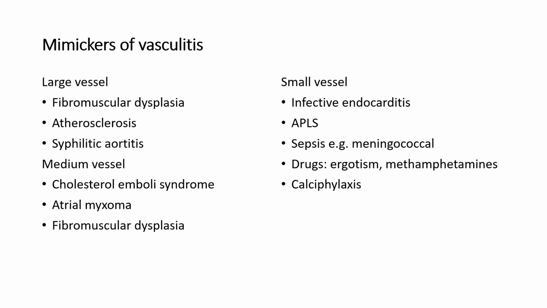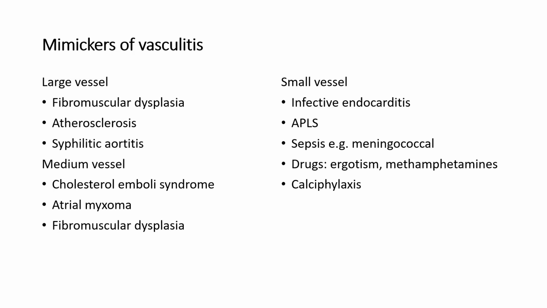Another part of vasculitis that is very important that we need to make note of is to identify mimickers of vasculitis. These are conditions that can present clinically and even in lab investigations like vasculitis, but we need to recognize them because the treatment will be different and we cannot treat them the same way as the vasculitis that need immunosuppression. So the conditions that can mimic large vessel vasculitis include your fibromuscular dysplasia.